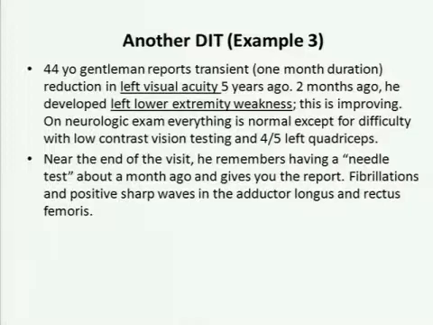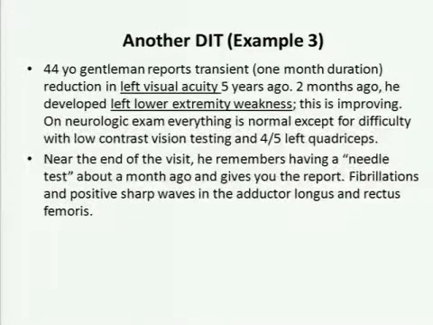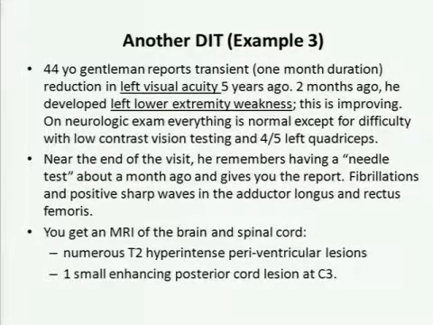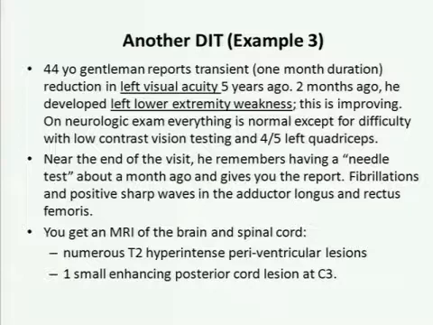Well, you only have an explanation for one symptom, right? So you still have to keep in mind that he had this left visual acuity. He might tell you I had pain behind that eye too, and so you still have to think about the global picture. And then you do get an MRI of the brain and spinal cord, and he has numerous T2 hyperintense periventricular lesions and one small enhancing posterior cord lesion at C3.